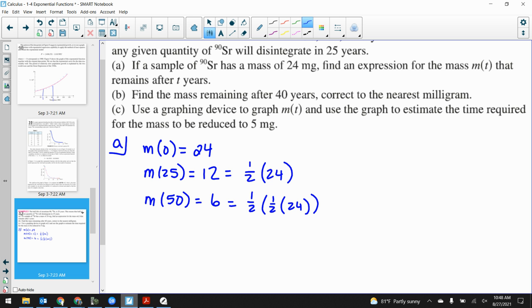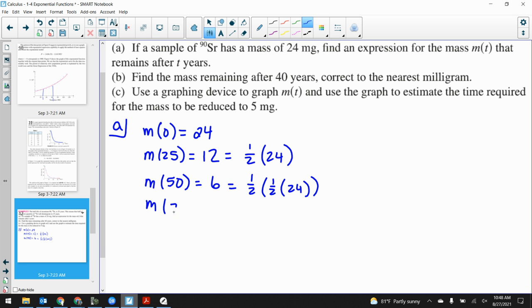And I could keep this process going. I could say, well, what's the mass at 75? Well, that's 3, which is technically 1/2 of 1/2 of 1/2 of 24. And I could keep going and going. But is there any way we could create an equation from this?